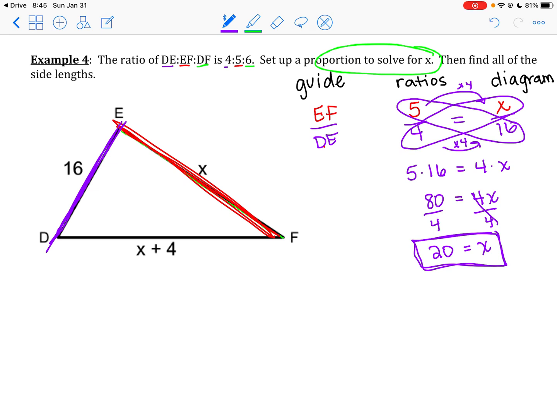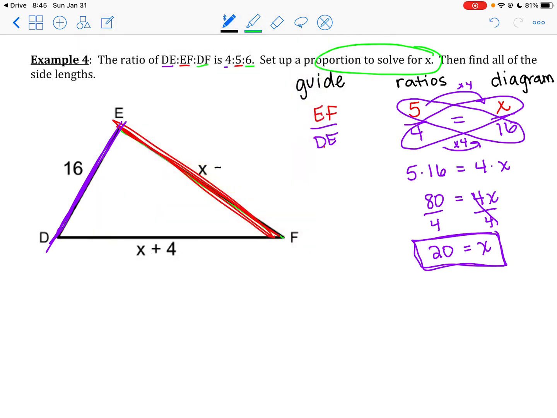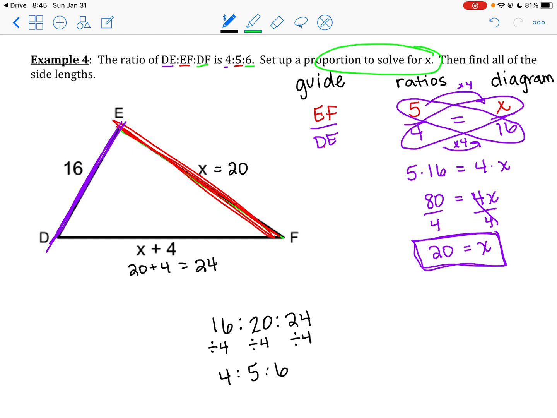All right, so now that we know the value of x, we can find all of the side lengths because they're represented with x's. So the length of EF is going to be 20 units. And then the length of DF is going to be 20 plus 4, which is 24 units. Here's the ratio of the side lengths just based on their raw numbers. We always want to reduce our ratios, so all of these have a common factor of 4. If I divide them all by 4, that's where the 4 to 5 to 6 comes from.